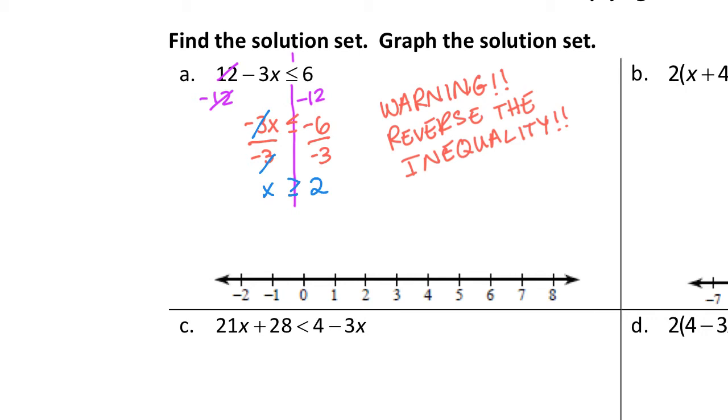Next we'll graph this on the number line. Notice that I've got an equal sign, so closed circle at 2, and my x value needs to be greater than that. So I'm going to shade above, and don't forget to put an arrow at the end of the shading.